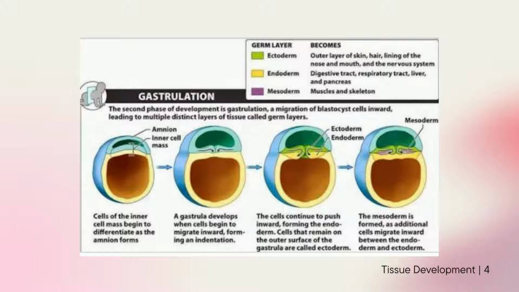What kind of tissues do ectoderm, endoderm, and mesoderm form in the future development of a blastula? Ectoderm becomes the outer layer of the skin, hair, lining of the nose, mouth, and the nervous system. Endoderm becomes the digestive tract, respiratory tract, liver, and pancreas. Now the mesoderm becomes muscles and skeleton. These germ layers become our animal tissues that will form later on in the process of development.